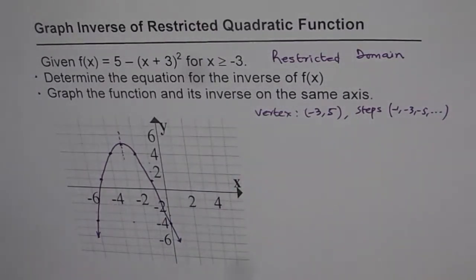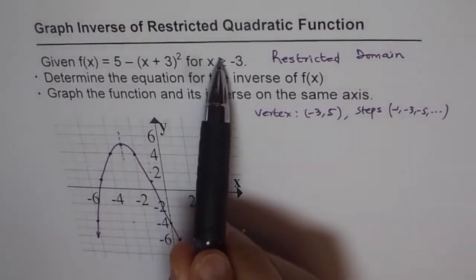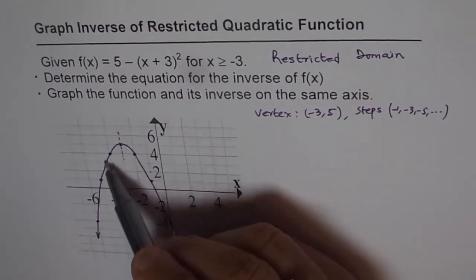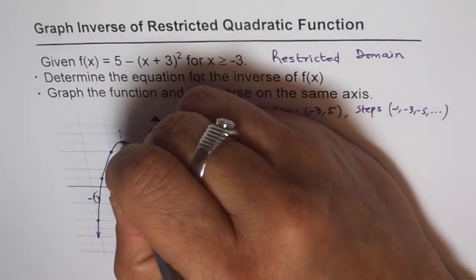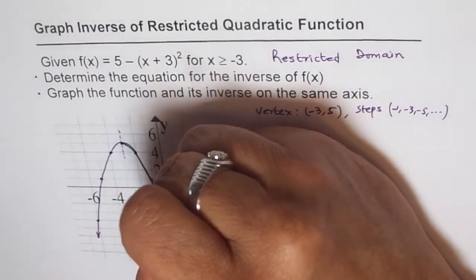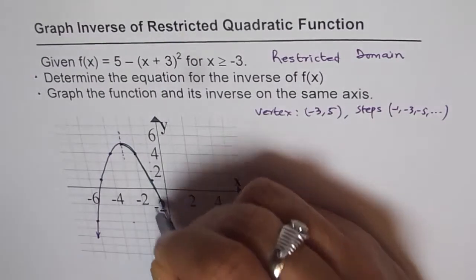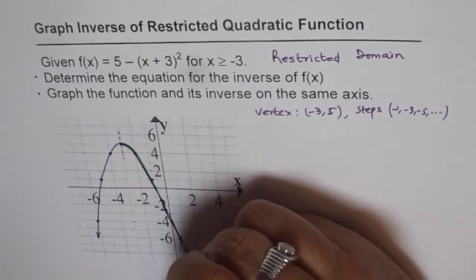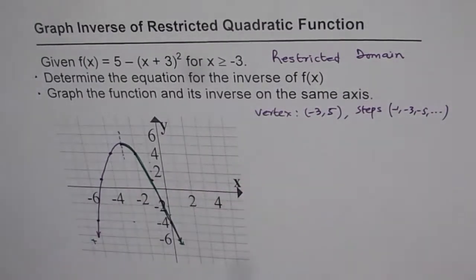As you can see from the function itself, its domain is all real numbers. But what is given to us? It is given that x is greater than or equal to minus 3. When we say x is greater than or equal to minus 3, we are only considering half of the function. We are not considering that half at all. We are considering this half. So let me draw this double line. This is the part of the function which we are really interested in, not this. Do you get that point?